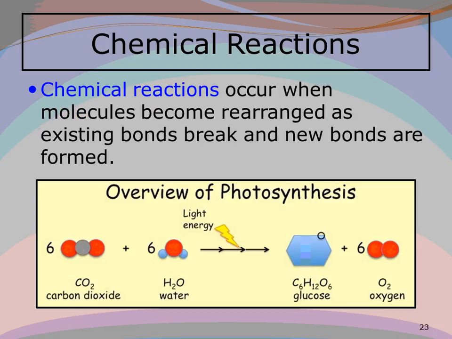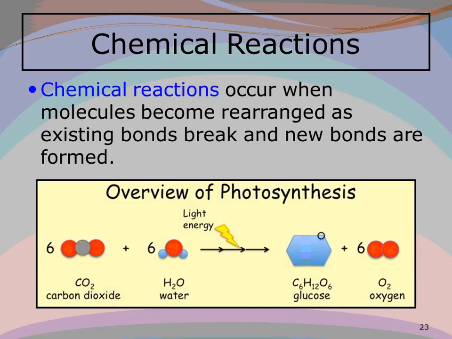All right, and before we go any further, we're going to review hydrogen bonding and start talking. We're just going to talk about a few of the properties, two of the properties today, really. But we need to talk about chemical reactions. So chemical reactions occur when molecules become rearranged, as existing bonds break and new bonds are formed.